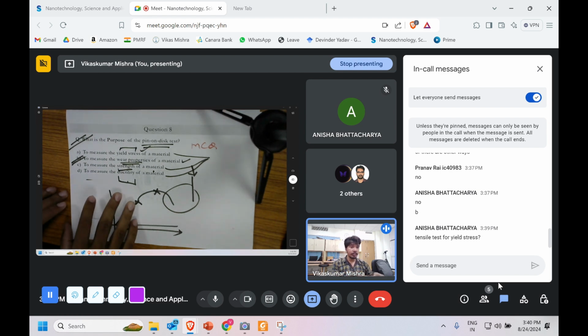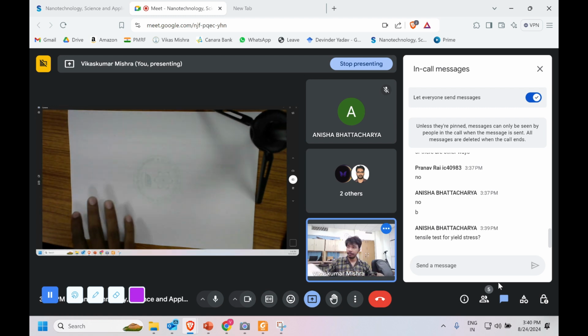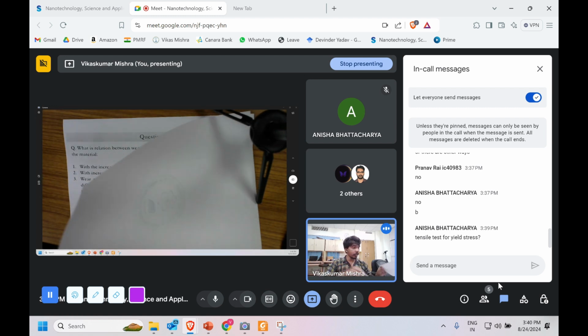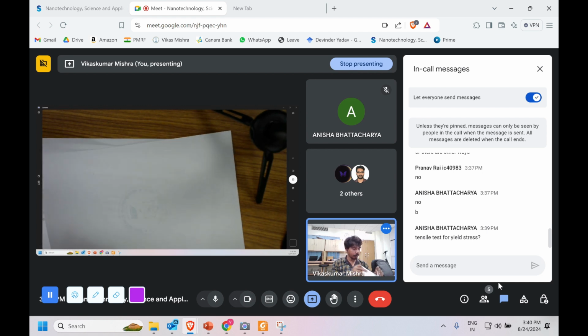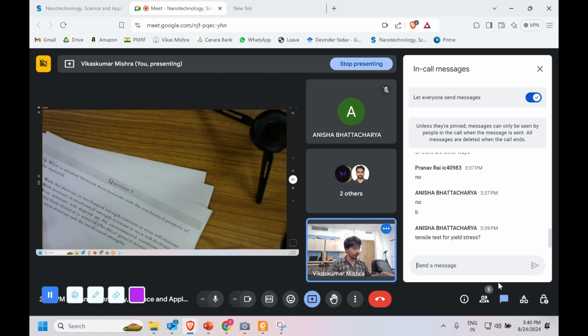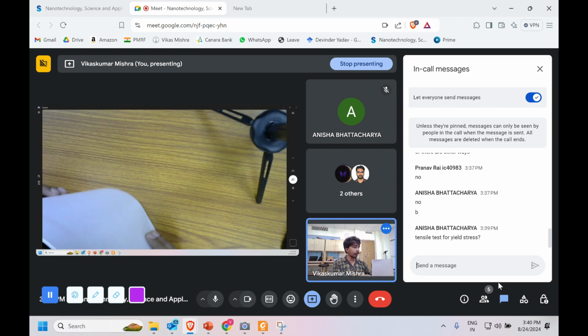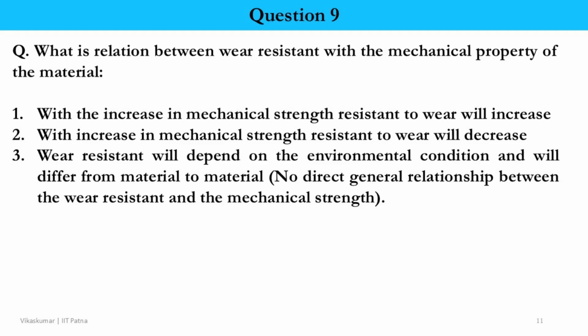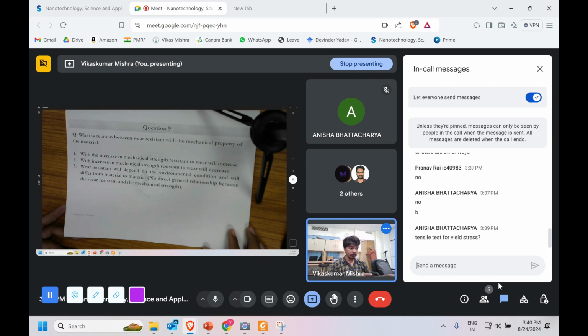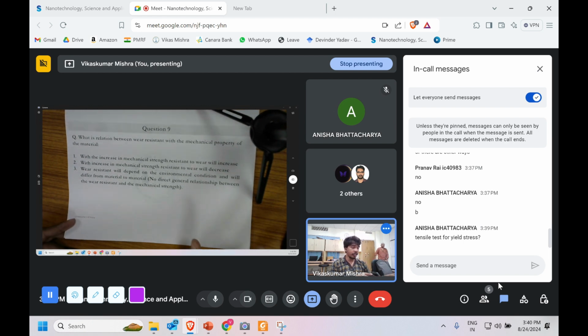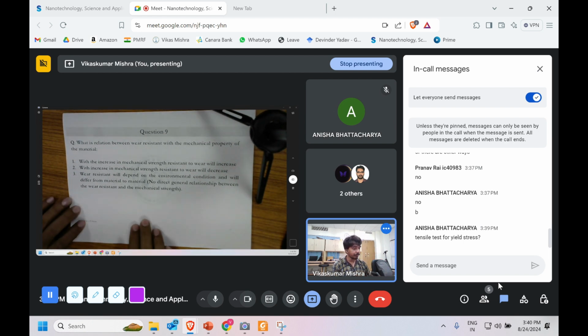Okay, since there is none, let's move to the next question, number 9. 8 was over, 9. This is a little bit lengthy question, just lengthy to read, but it's very easy to answer. What is the relation between the wear resistance and the mechanical properties of the material?